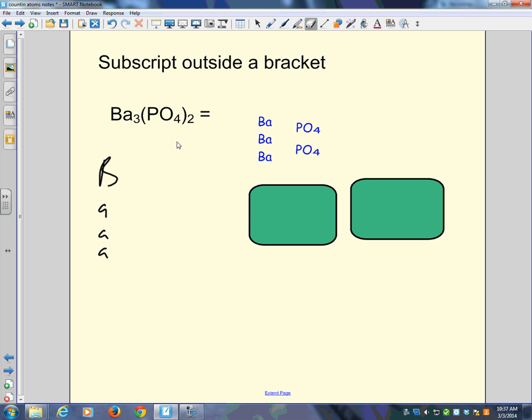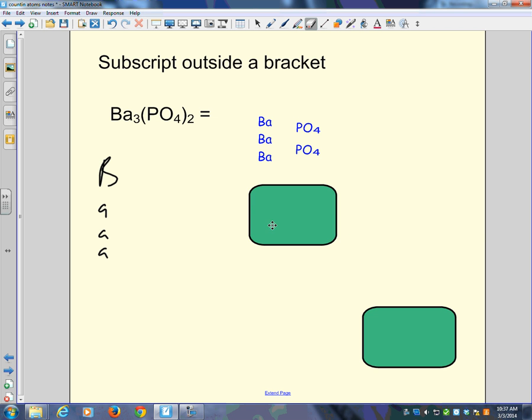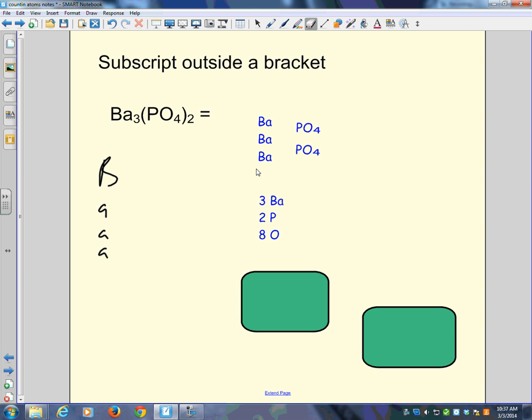This means that I've got 2 PO4s. Right? I've got 3 Ba's and I've got 2 PO4s. So how many do I have altogether? 8. I've got 3 Ba's, 2 P's, and I've got 8 O's.